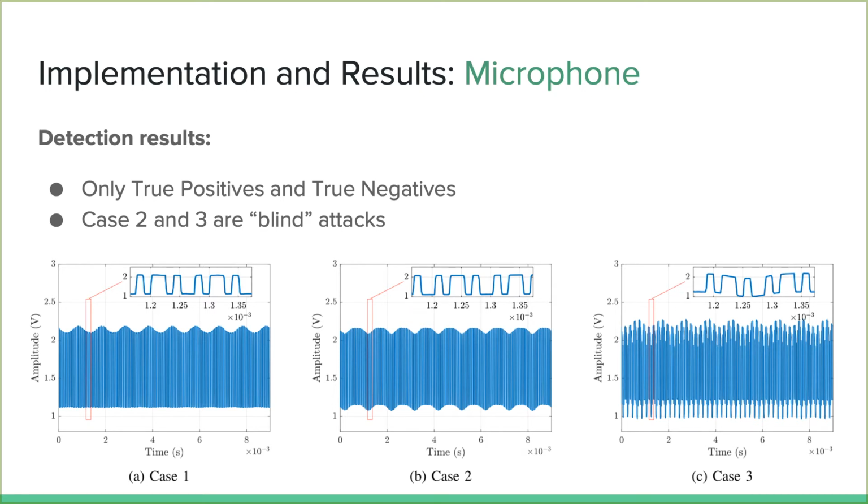For both case 2 and case 3, our detection method is able to detect all points of attack that the attacker tried. These are granted blind attacks where we're simply inserting the whole signal without trying to guess the detection method being used. But for both of these cases, we're able to catch the attacker.